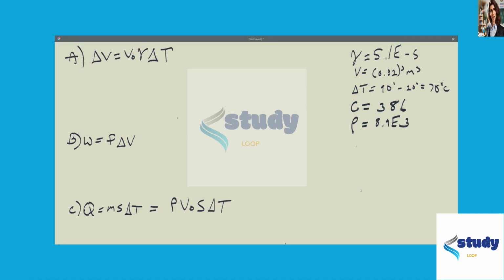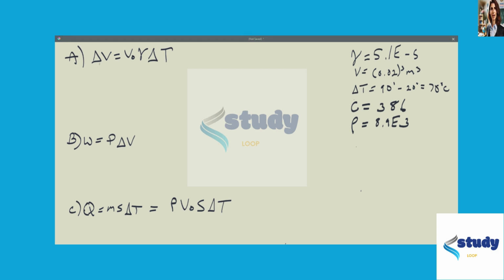So for this one, we have a cube. It's made of solid copper. It's 2 centimeters cubed, so 2 cubic centimeters, and it's at standard atmospheric pressure. It's heated from 20 to 90 degrees Celsius.